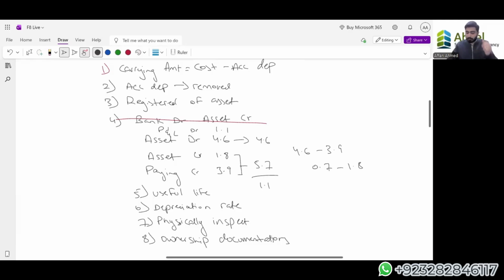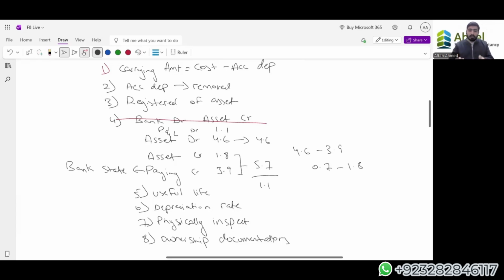I have paid 3.9 million. So payment is done by bank. The bank statement. So for bank statement, I have basically paid 3.9 million. I can check the bank ledger that I have paid the 3.9 million to the particular party.